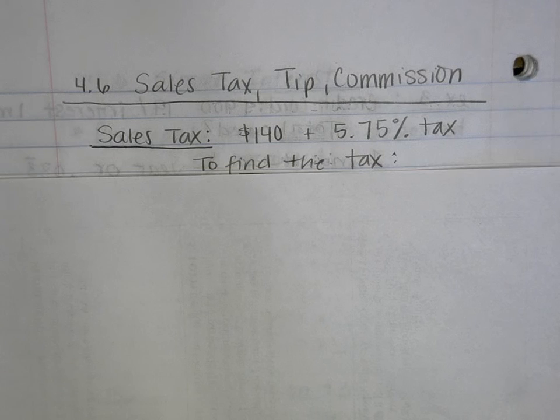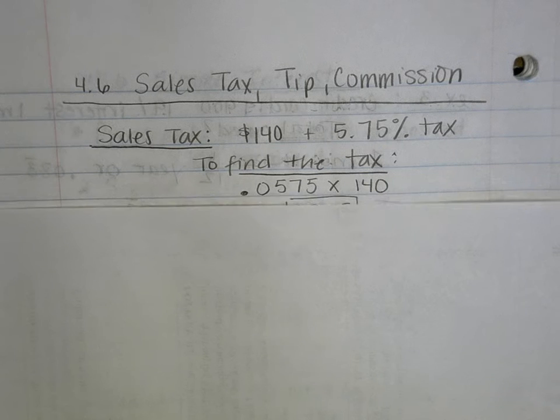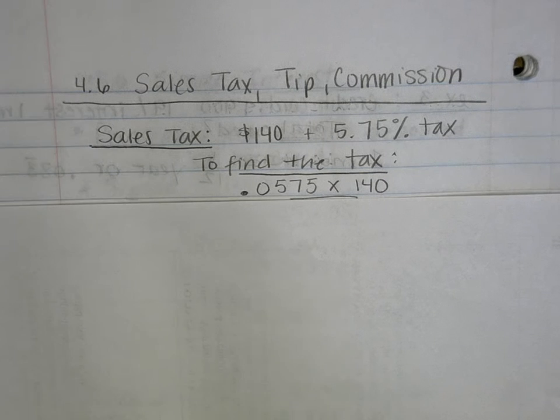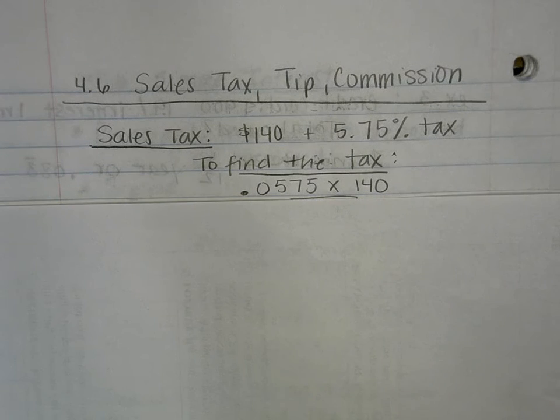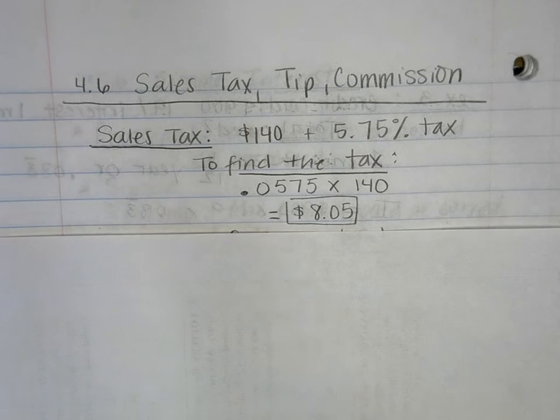And to find the tax, it's really simple math. If you want to know how much money you need for tax, you take that percentage and turn it into a decimal, so two places to the left on the decimal point. And then multiply that times the dollar amount. So that would give you $8.05. Really simple calculation, right? Just move the decimal two places to the left, 0.0575 times 140 is $8.05. So if the question says find the tax, that's what you would do. You would just multiply that.